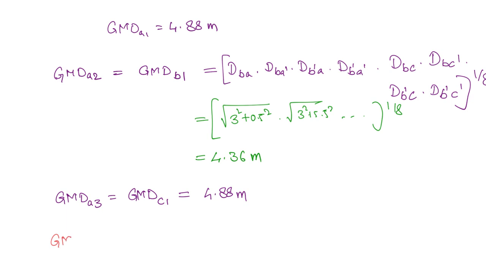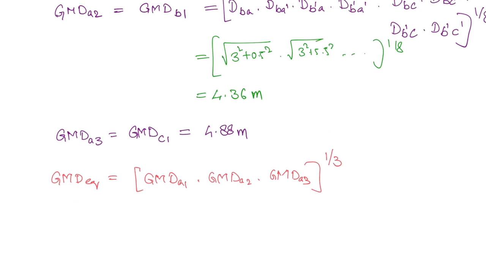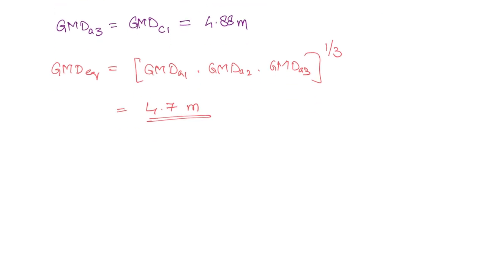Then you can find out the equivalent GMD as the geometric mean of each of these geometric means, A1, A2 and A3. This is because it is a transposed line, to the power 1 by 3 because there are 3 terms. So this expression, if you substitute all these values, you're going to get 4.7 meters. This is the final geometric mean distance. Next we will find the geometric mean radius.